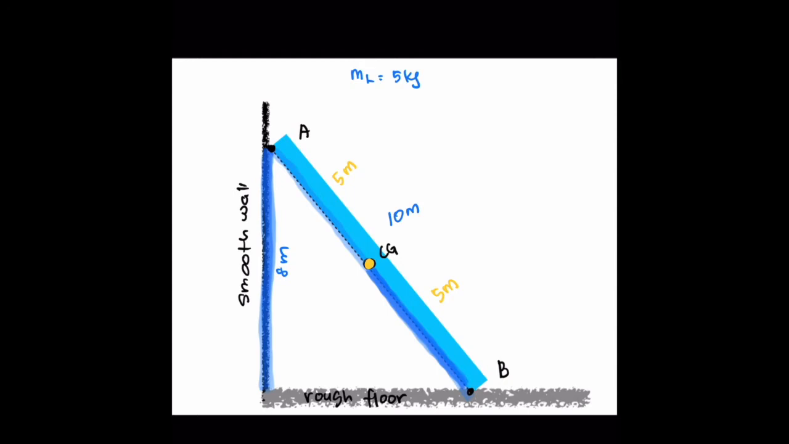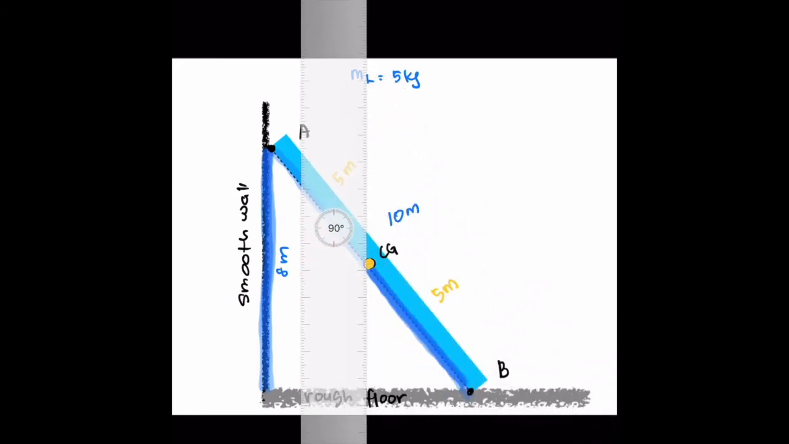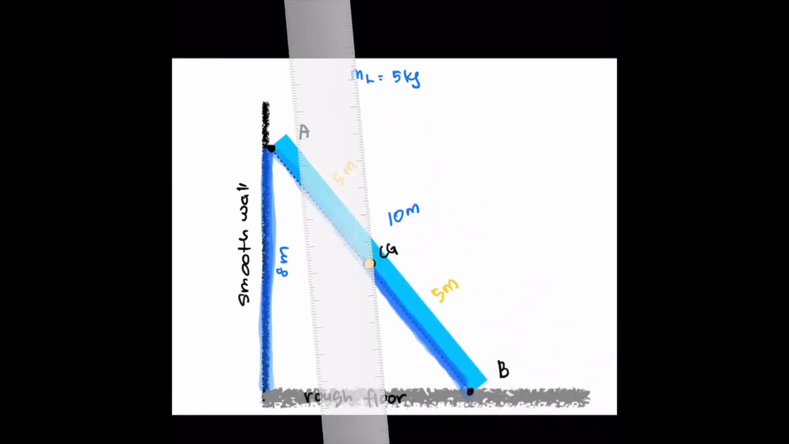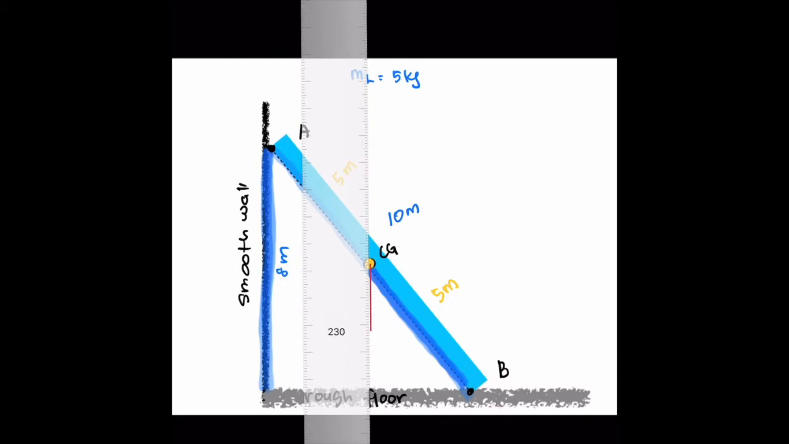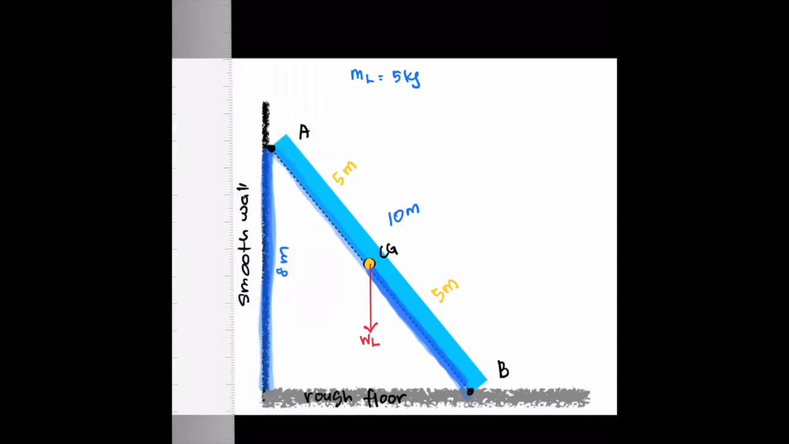Then take your ruler. From the CG, we must draw the weight of the ladder, going straight down. The first thing you have to do is to find the weight of the ladder from the CG, the center of gravity.